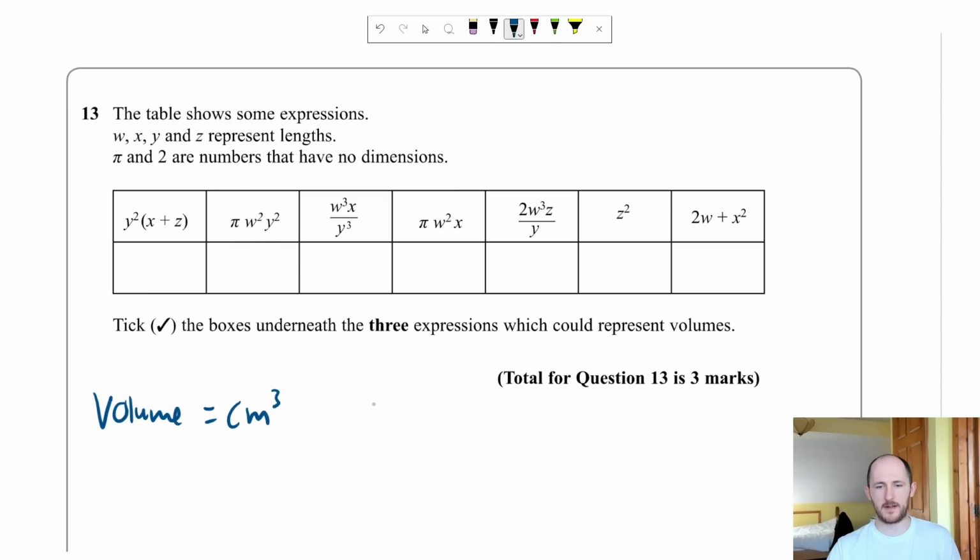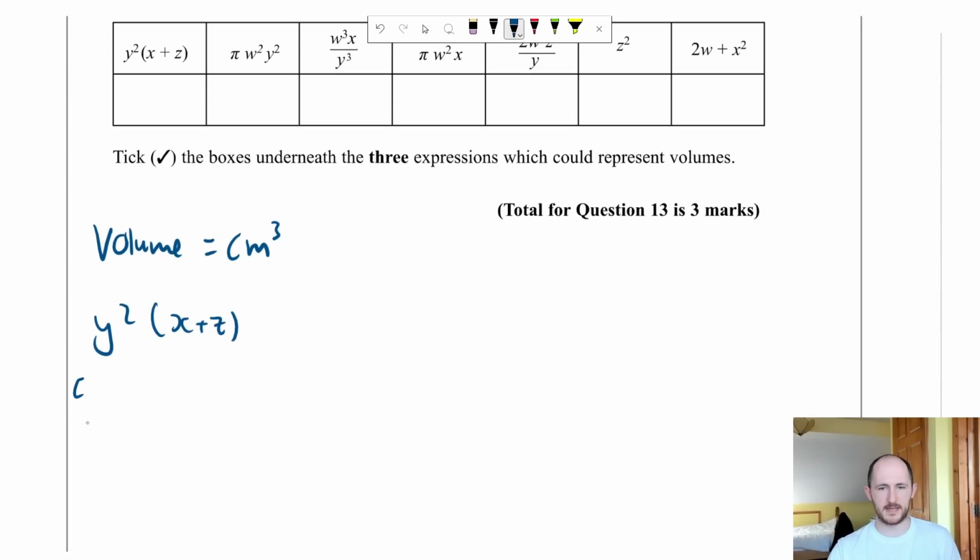So for example, if I have y squared, x plus z, well, y squared is of course going to be centimeters squared. X plus z, well, if you think about it, if I'm adding two lengths together, it's just going to be centimeters, isn't it? Like if I add 5 centimeters and 10 centimeters, I get 15 centimeters. The units don't change. If we multiply them, we get centimeters cubed, which means it is indeed a volume. So that's one of them.